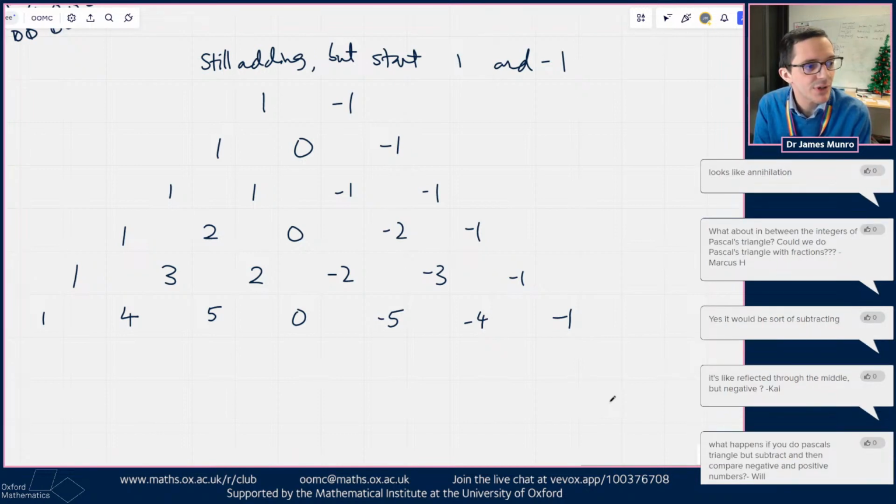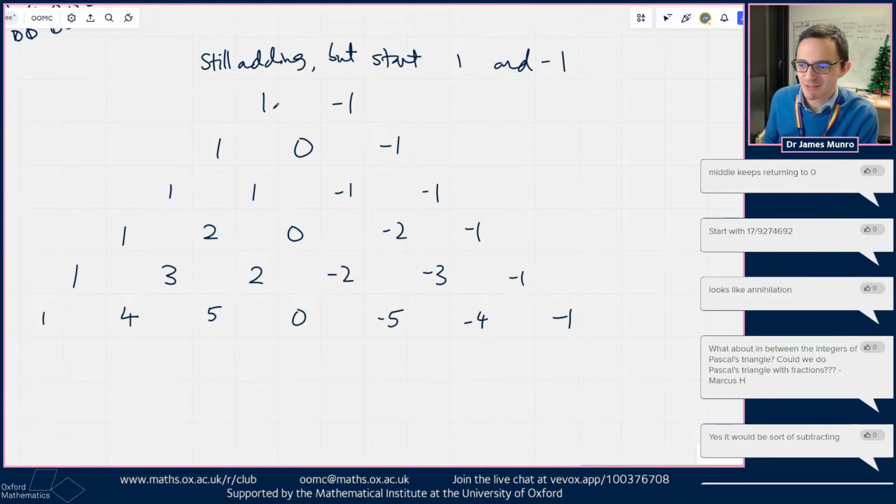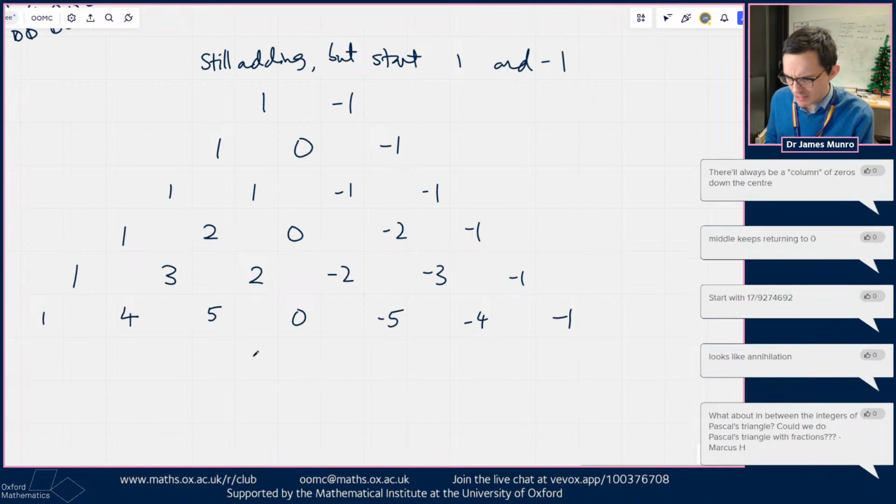Hard question then. What's going on here? There is some annihilation going on, right? I like this picture because there's kind of these negative numbers on the right and positive numbers on the left, and down the middle are zeros. It balances out really nicely. There's something going on with, yeah, column of zeros down the centre. Due to this kind of annihilation thing going on. That is correct. Good pattern spotting.